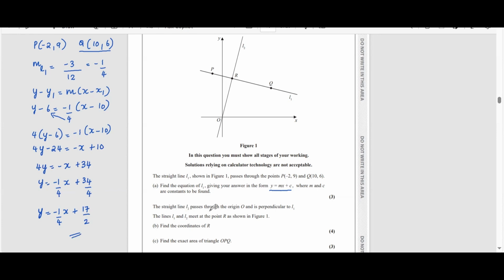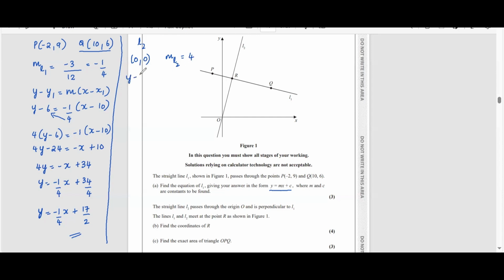It's given that the straight line L2 passes through the origin. So this was all for L1. L2 passes through the origin, that is (0, 0), and is perpendicular to L1. Perpendicular to L1 means the gradient for L2 will be the negative reciprocal of the gradient of L1. The negative reciprocal of minus 1 by 4 is 4. To find the equation of a line, we just need a gradient and a point, and we have everything.